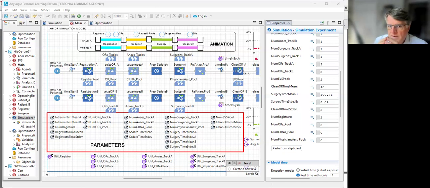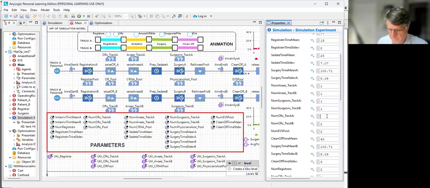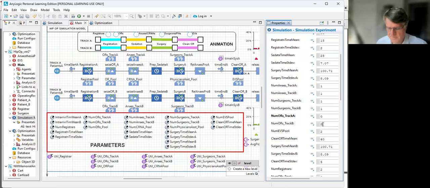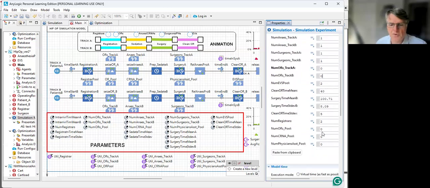So I'm going to run one scenario for you here with pooling the ORs. So instead of having two in each track, say put 0 here and 0 here. I'm in the simulation main tab again, and I'm going to put all those ORs into a central pool. So the surgeries could happen in any of the 4 ORs. It's just a little bit of an administrative move here. And maybe the surgeons won't like it because they don't have dedicated ORs, but we're going to see if this makes a difference relative to the base case.